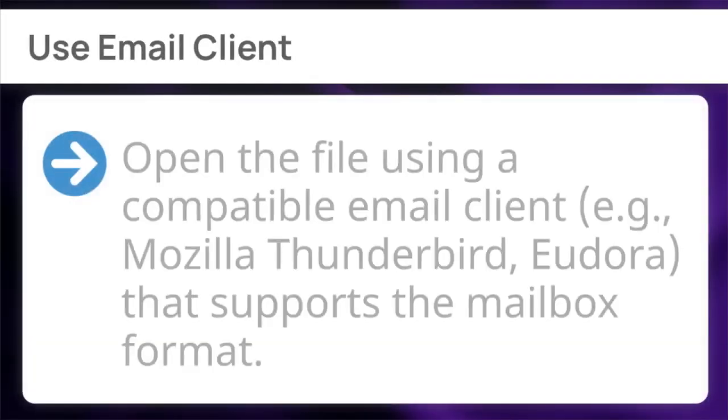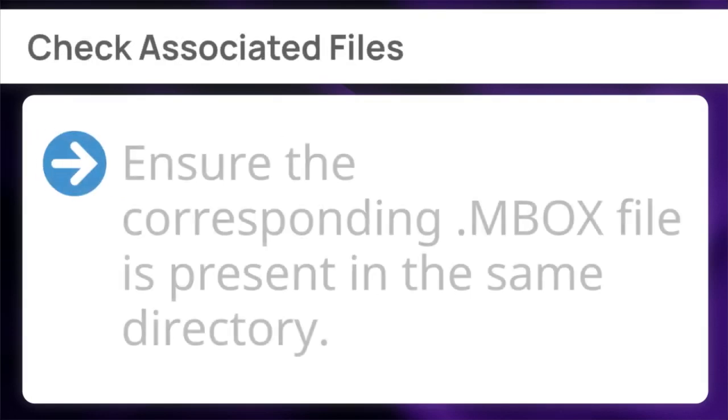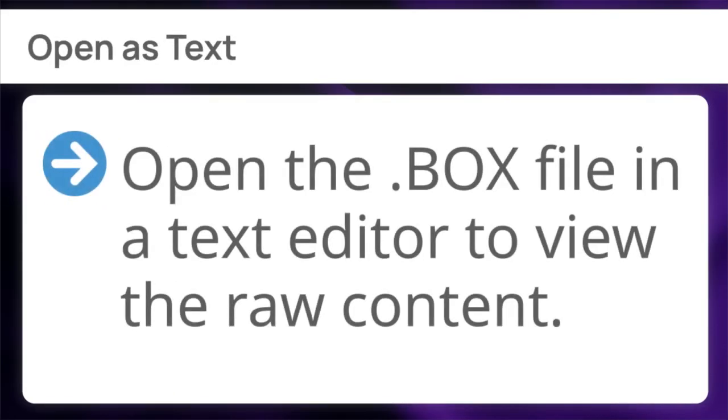First, use an email client. Open the file using a compatible email client, e.g. Mozilla Thunderbird, Eudora, that supports the mailbox format. Next, check associated files. Ensure the corresponding mbox file is present in the same directory. Finally, open as text. Open the BOX file in a text editor to view the raw content.